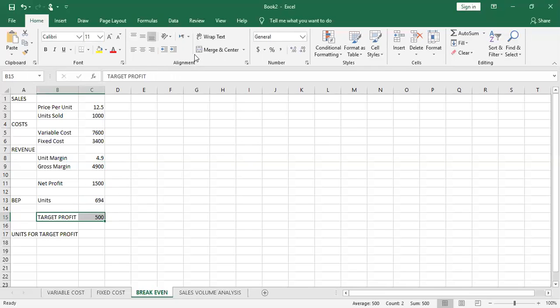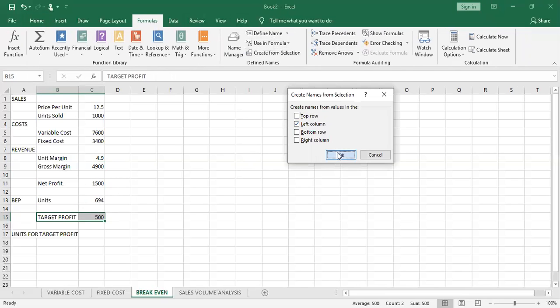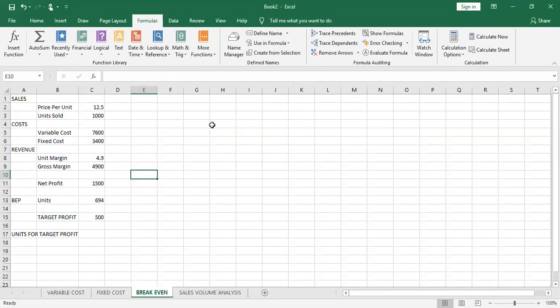Pick it like this. Go to Formulas and click on Create from Selection, and then OK. So I have named the 500, that is cell C13, C15, also as target profit. All right. The next is to look at how we can determine the unit to sell in order to arrive at a target profit of 500. And this also requires the IFERROR function.